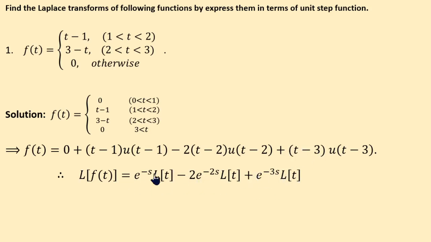Here common term is Laplace transform of t. That we know, Laplace transform of t is 1 by s square, and hence the final answer is 1 by s square into (e power minus s minus 2 e power minus 2s plus e power minus 3s). So this is the Laplace transform of this step function f of t. By the help of the Laplace transform of unit step function, we got the answer.